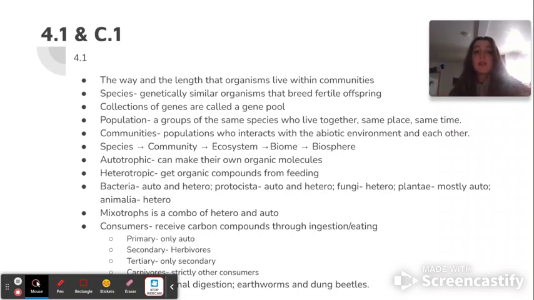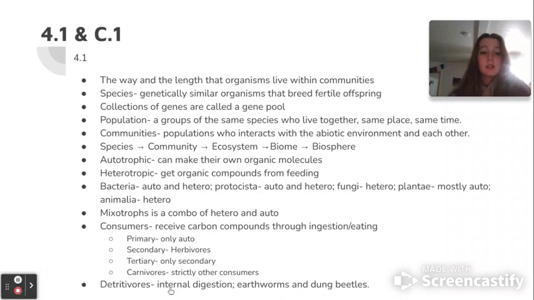If you want to look at the breakdown of that, it's going to go species, community, ecosystem, biome, and then into your biosphere. Within these, you have different kinds of organisms. An autotrophic organism can make its own organic molecules, whereas a heterotrophic organism has to gain organic compounds from feeding.